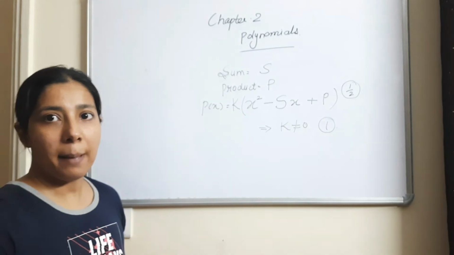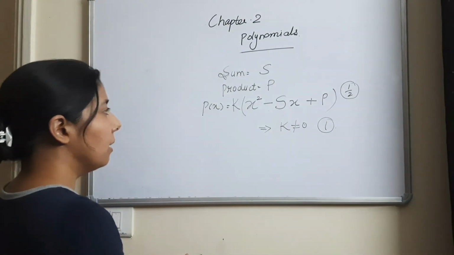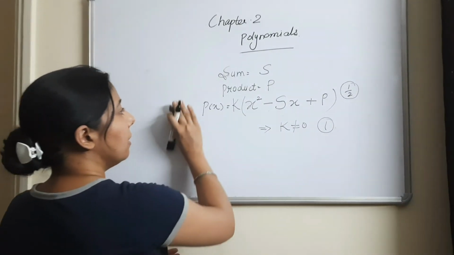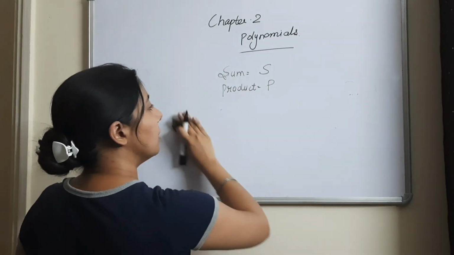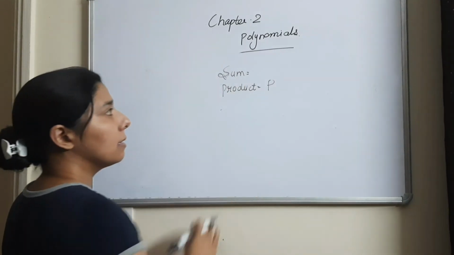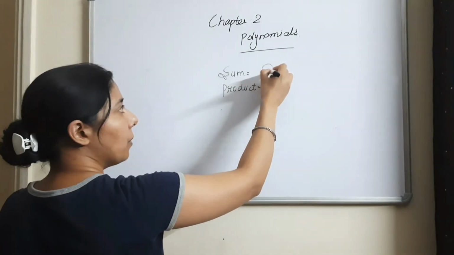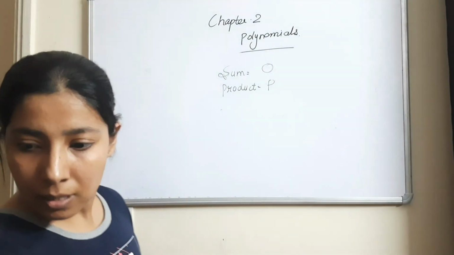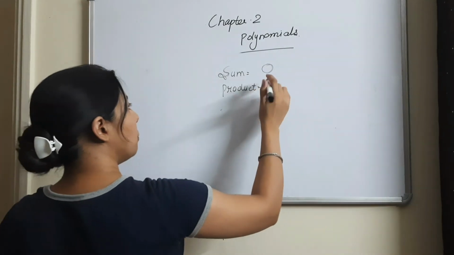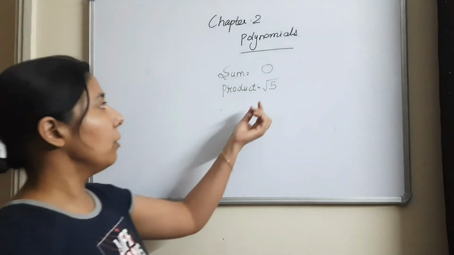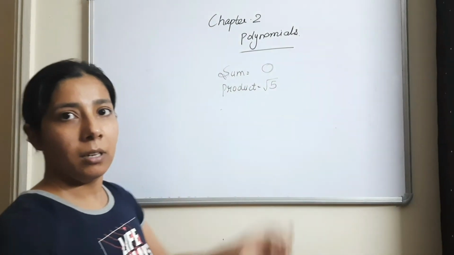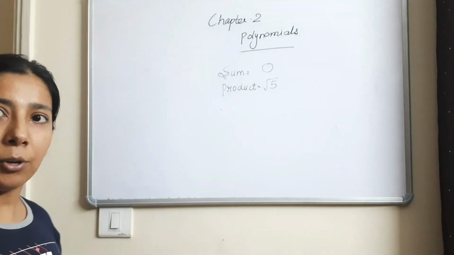Let's take one more example on the same topic. Suppose the sum of the zeros given is 0 and the product of the zeros is, let's suppose, root 5. Nothing to worry. If it is a given root, then there is nothing to worry about. You will be doing the same things that I told you.